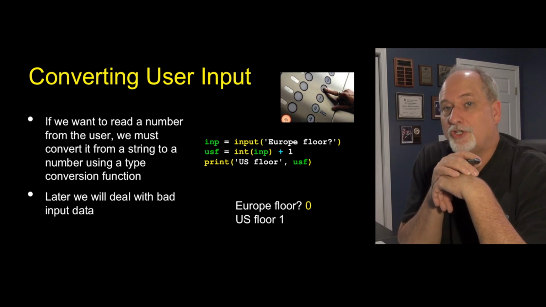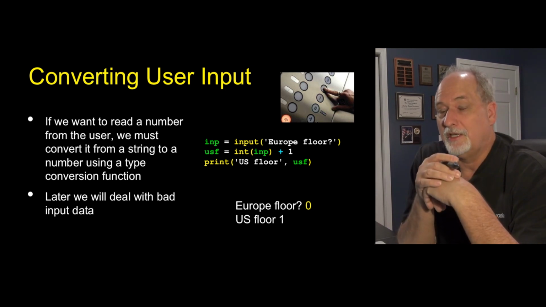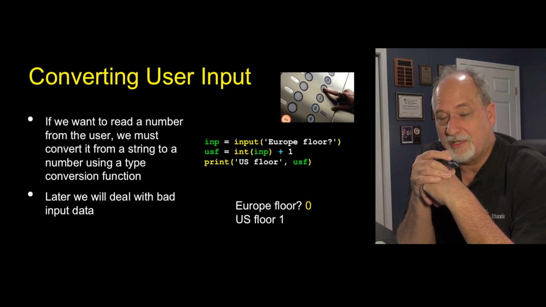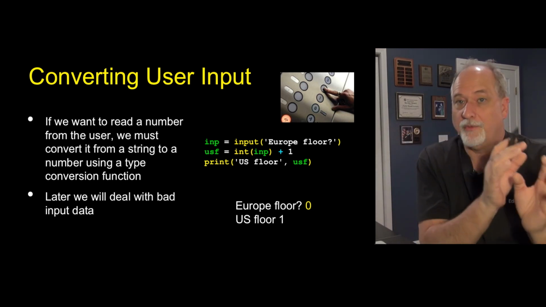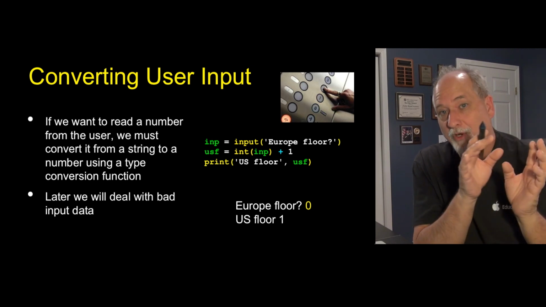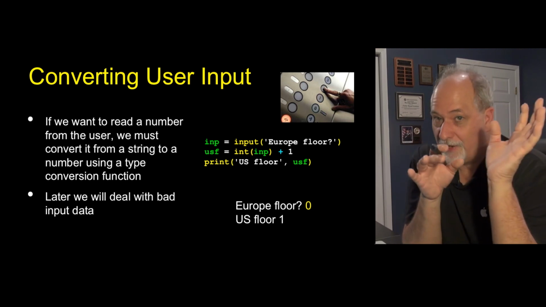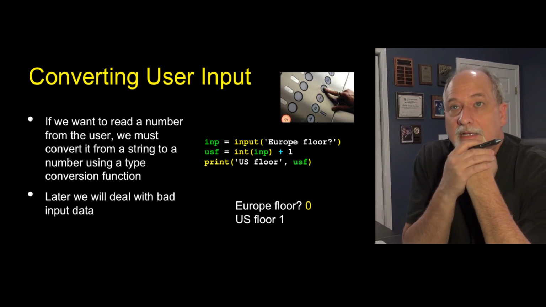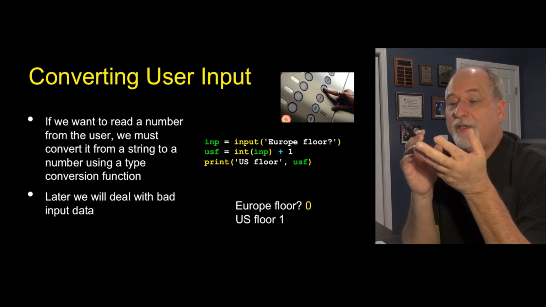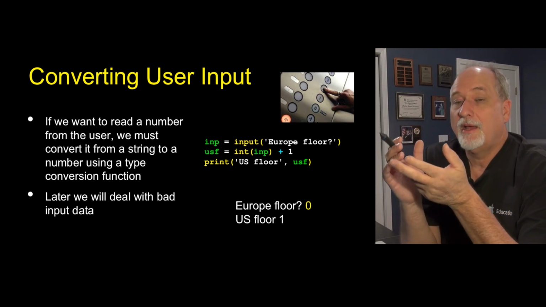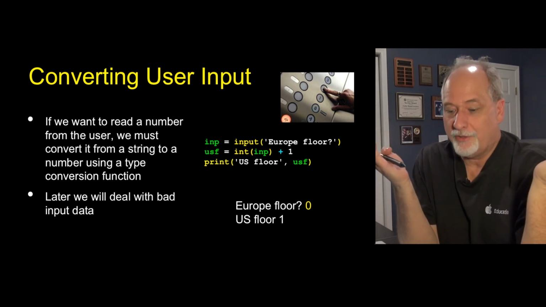elevator floor conversion app. And it's going to ask us, we're in Europe and we're lost, and you say, well, what floor would this be if I was in the United States of America? And so we have to read the floor that we are in Europe, and then we're going to convert it to a US floor, and then we're going to print it out. This is very silly, but it is a pure essential program that has input, does some kind of task on that input, and then produces some output, which is useful for some value of useful.